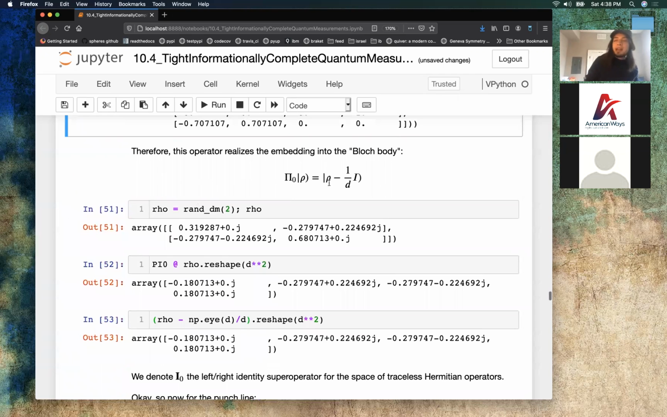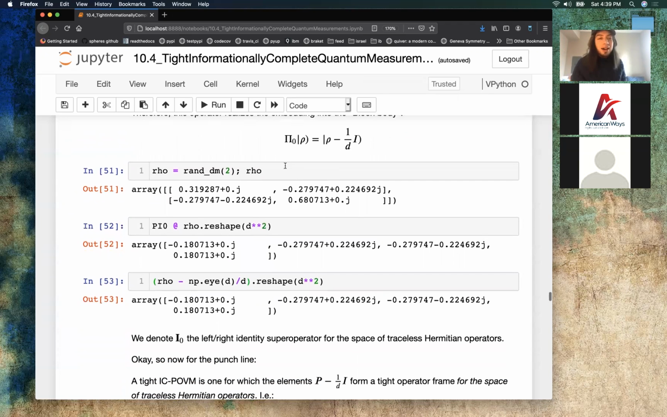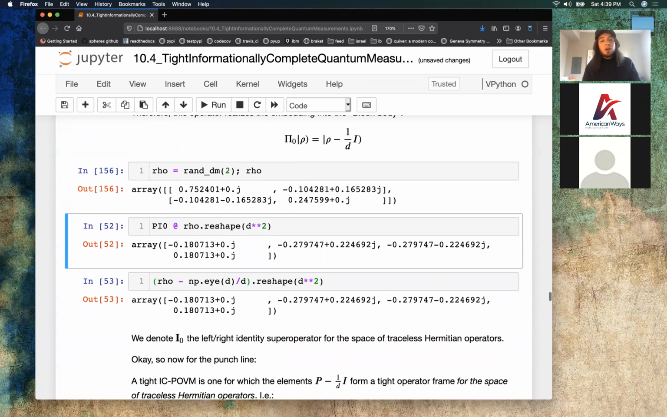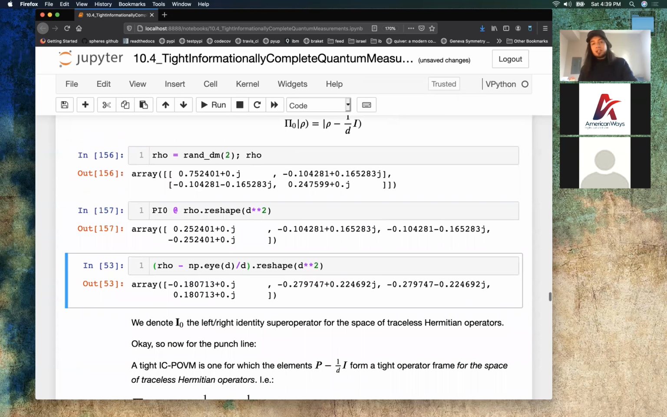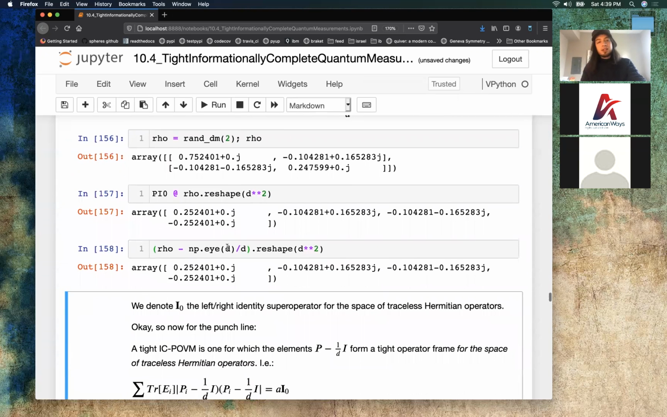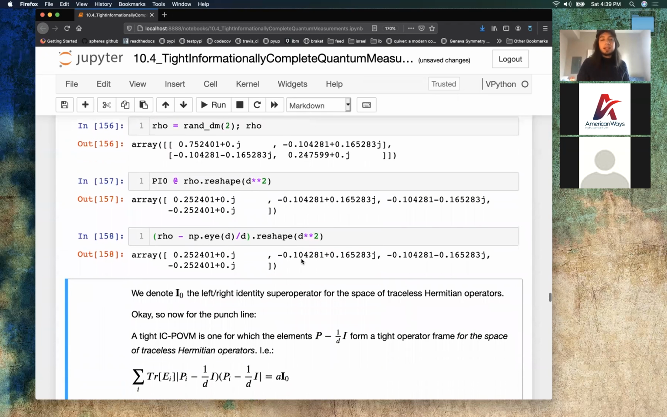So before, when we were writing it, you take rho and you subtract off the identity over D. Well, this operator pi0 does this; it realizes this embedding into what some people call the block body. Funny pun. So you can see here we have some rho. We can do our projection, and we can just literally subtract it off, and we see we get the same thing.